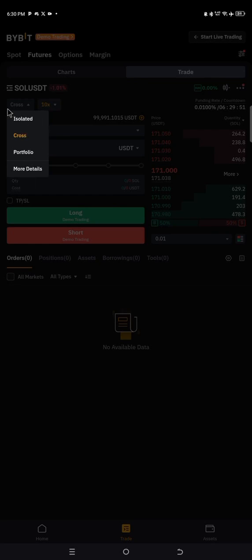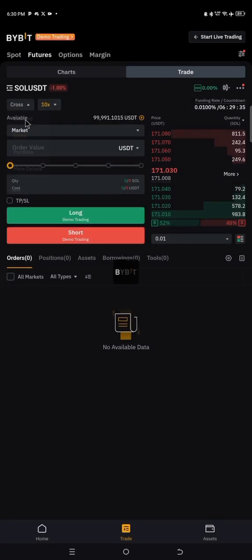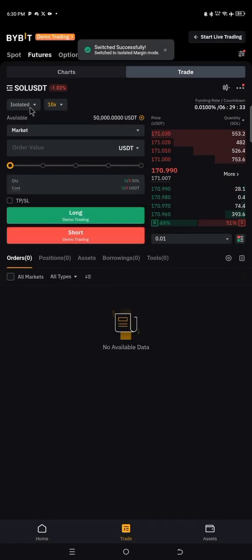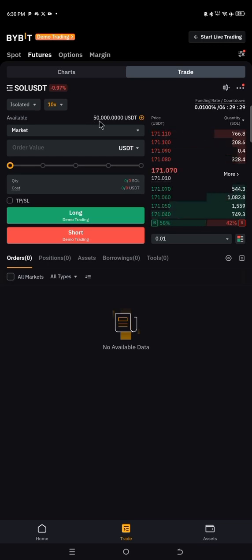But I'm going to explain the two popular ones, which are isolated and cross. What isolated is saying is that I have 50,000 USDT to trade, and I want to enter the market with 20,000 USDT. If the market goes against me, it's only that 20,000 I entered the market with that will be affected, while I will have 30,000 left in my trading balance.